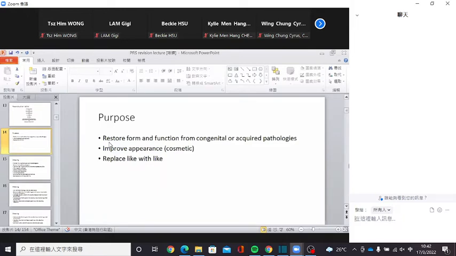We tend to replace the lost tissue with something that is alike. That means if there is a bone defect, then we'll replace it with bone. If there is a skin defect, then we'll try to replace it with skin.